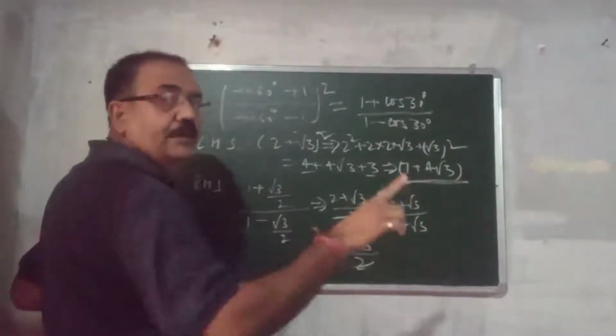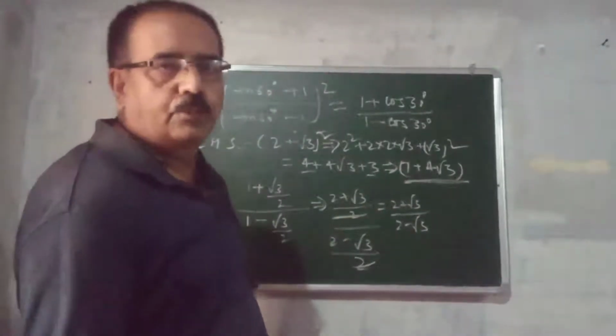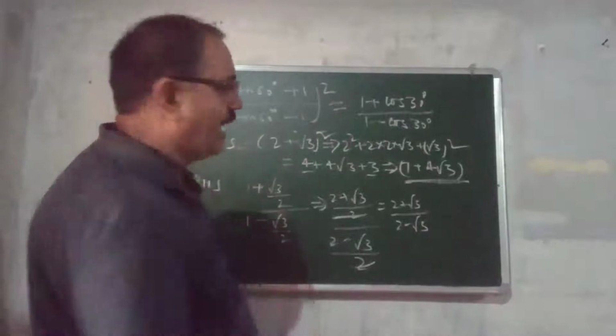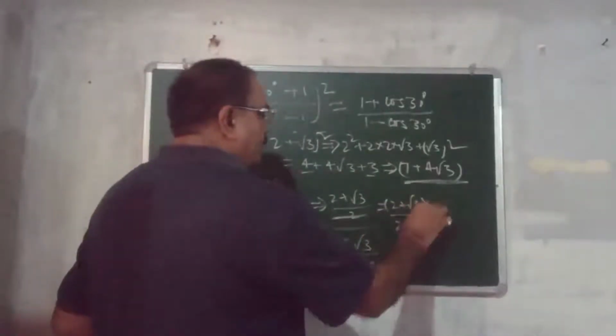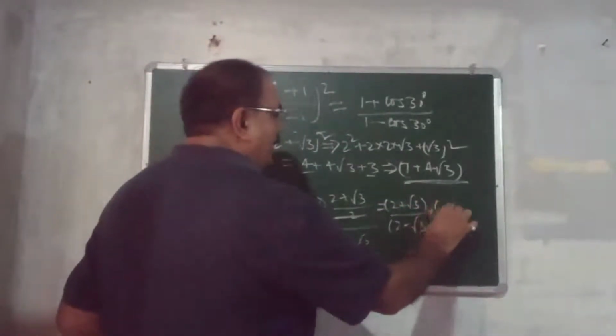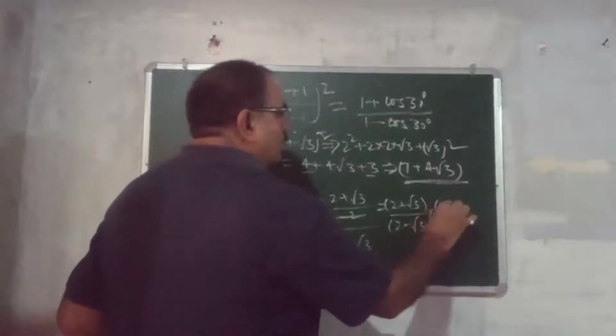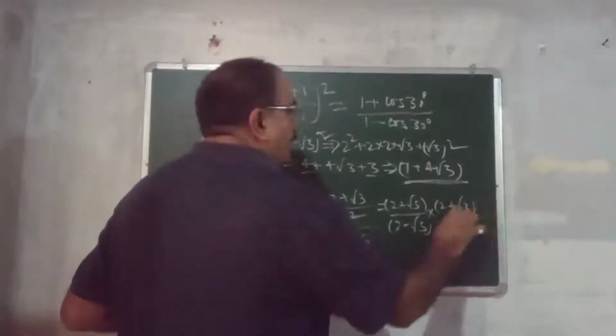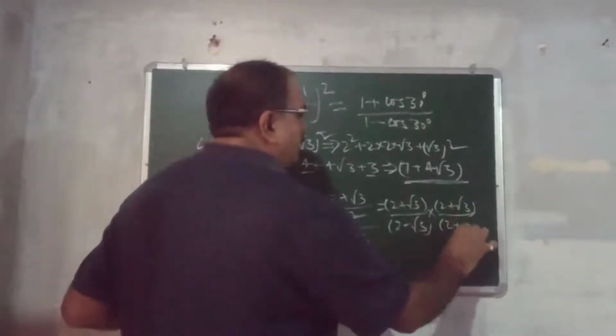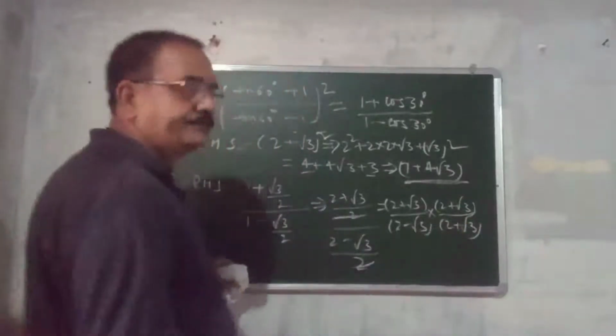Again, the denominator is an irrational number. So what do you have to do? We have to rationalize the denominator. So put the bracket first. Multiply with the opposite sign: (2 plus root 3) by (2 plus root 3).